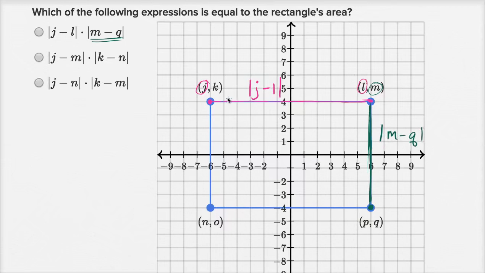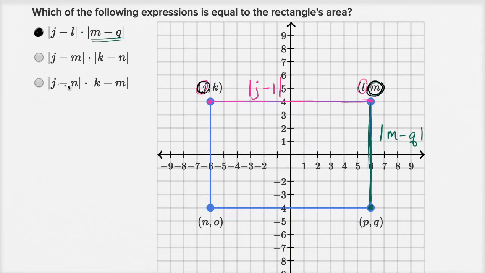So yeah, if you multiply this length times this length, you are going to get the area of the rectangle. So I didn't even have to look at the other choices. I would definitely go with this one. But let's see why the other ones probably aren't correct. So this is the absolute value of j minus m. So here you're taking the difference of the x-coordinate here and the y-coordinate over there. So that's kind of bizarre. So this already looks suspicious.